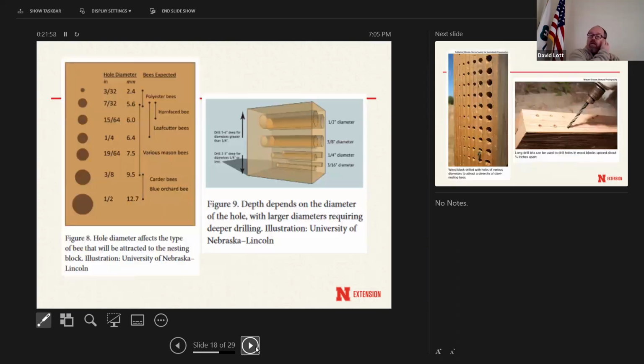And here is a great diagram from that same NEB guide. It talks about the different types of bees that would be expected on the bee side of the space. So the carpenter bees and your blue orchard bees, your mason bees, really like those larger openings. And then it goes down smaller. Then you have the mason bees, which can actually fit into quite a few sizes. The leaf cutter likes a smaller size. And we have the horn-faced bees, which are kind of cool, as well as the little polyester bees.